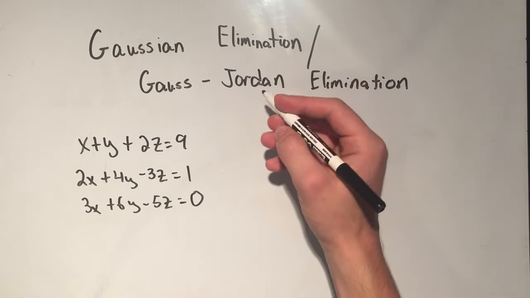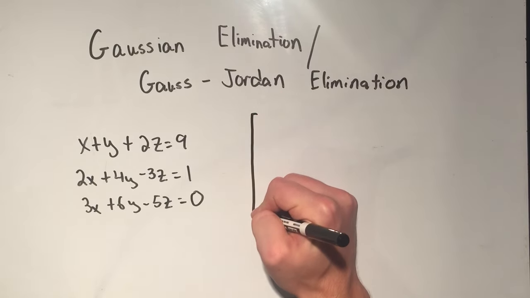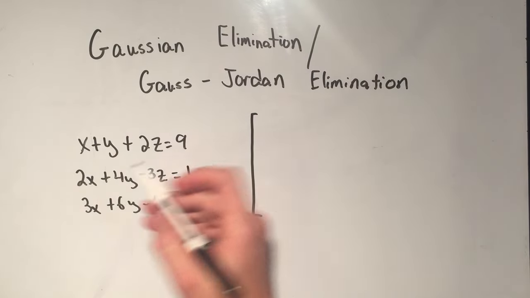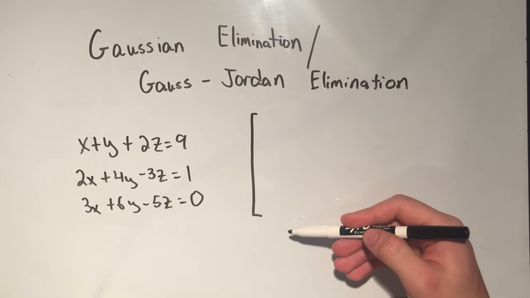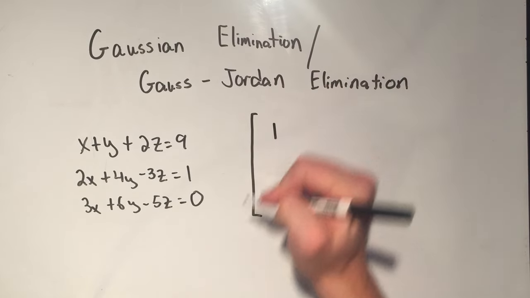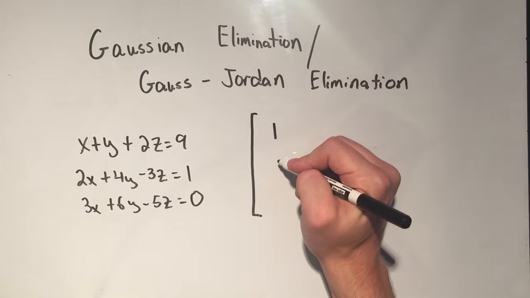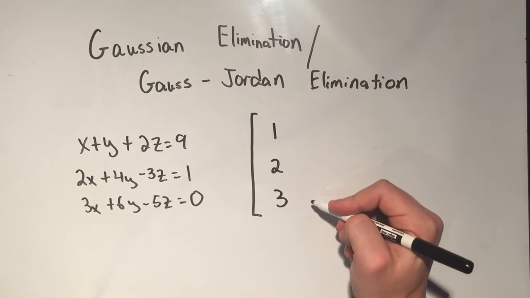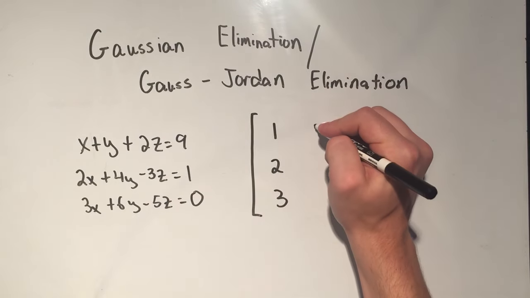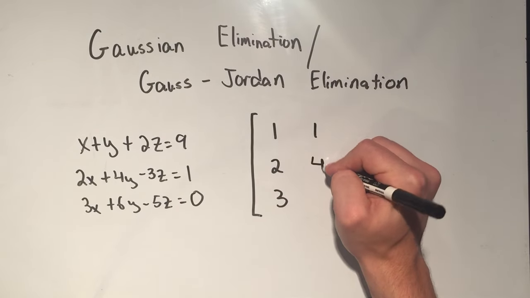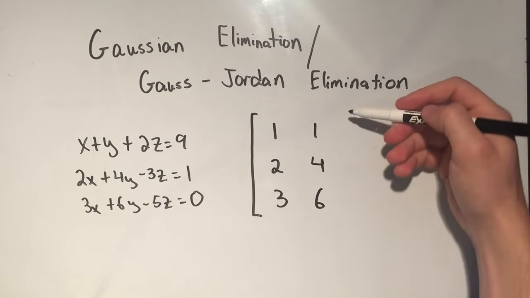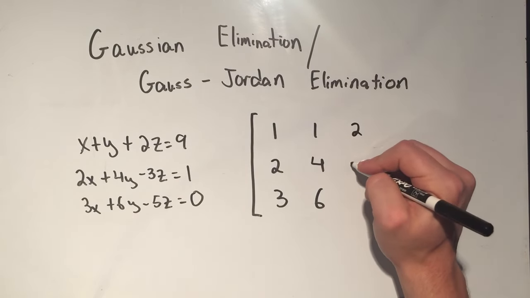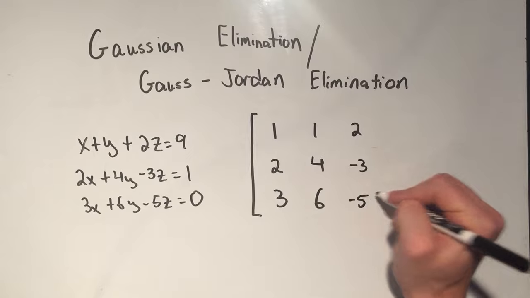And the first thing we're going to do is put these in a matrix. So I take the coefficients of all these numbers. The first column is going to be the x column, and the coefficients of these are 1, 2, and 3. My second column will be the y's. So I take all the coefficients of the y's, that's 1, 4, and 6. The third column will be the z's. That's 2, negative 3, negative 5.